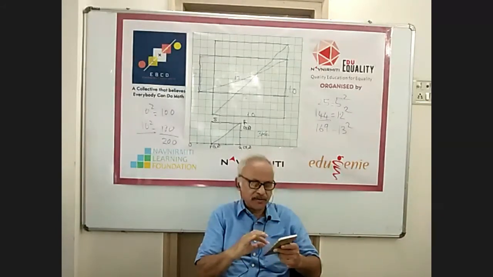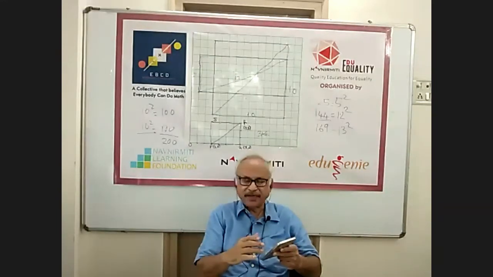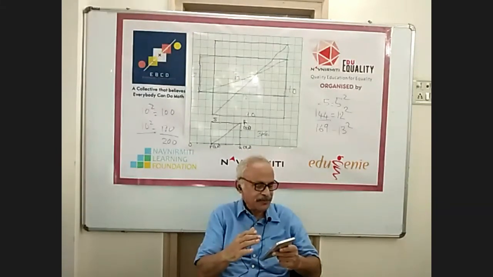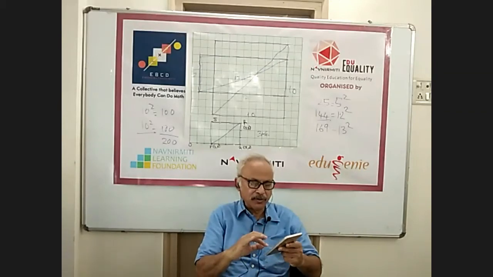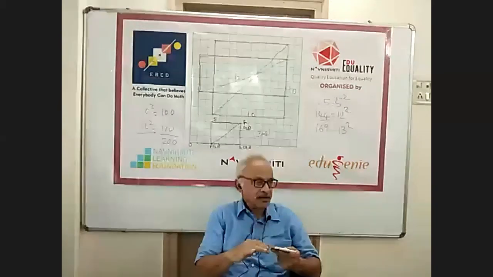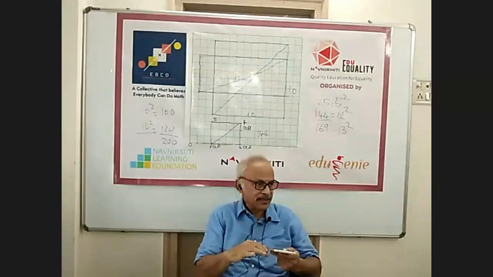14.2 also. 14 into 14 is 196. That is quite close to 200. Somebody said 14.2. Let us try 14.2. 14.2 into 14.2. That is 201.64. That's quite close to 200.